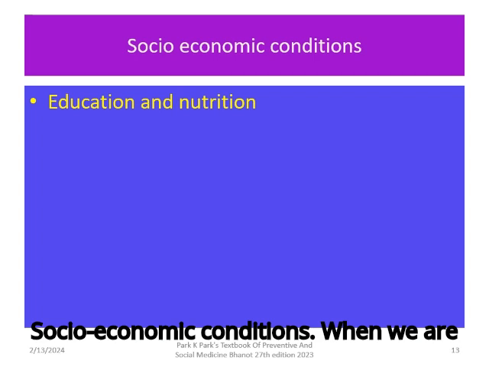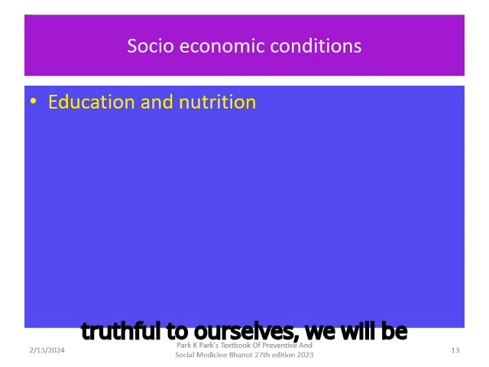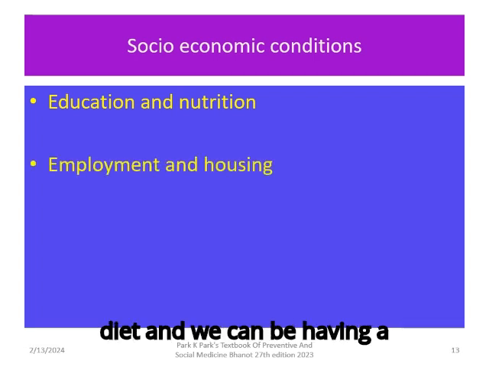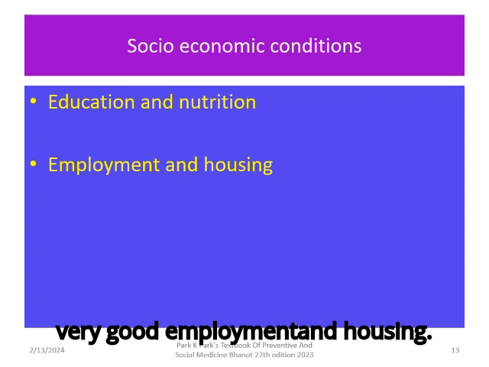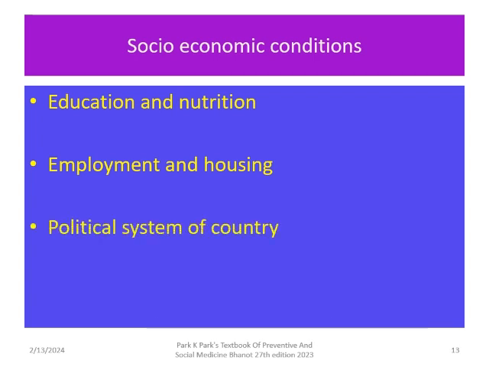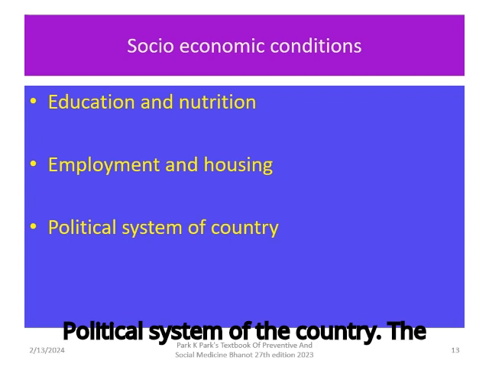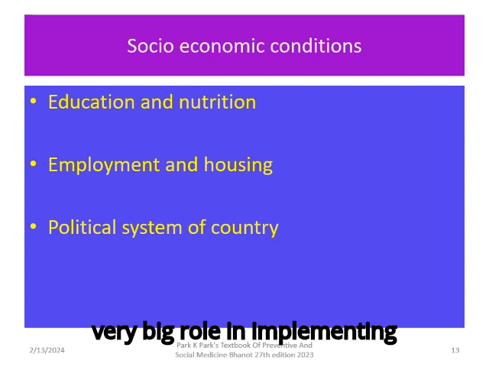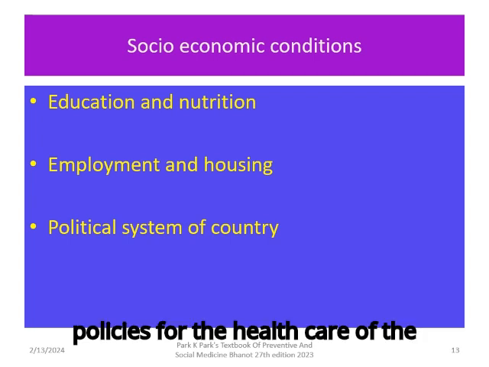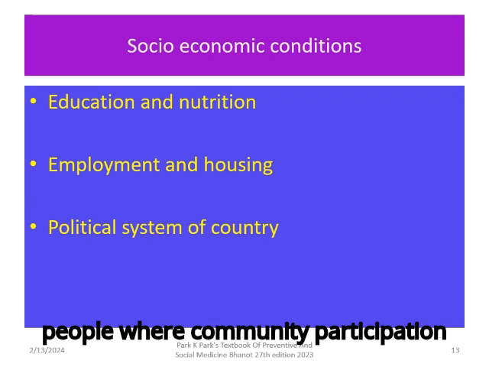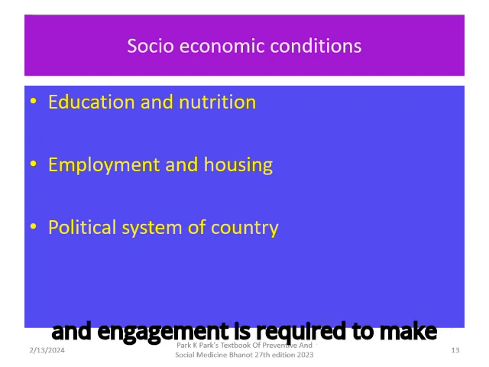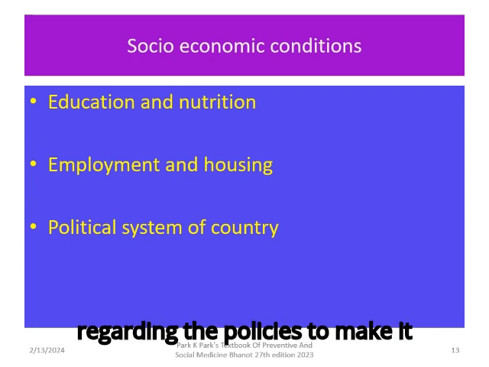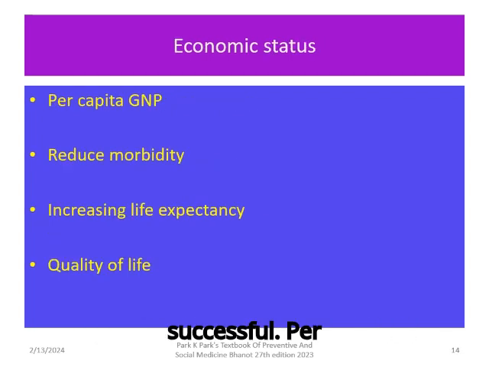Socioeconomic conditions. When we are truthful to ourselves, we will receive a very good education, healthy diet, and we can have a very good employment and housing. Political system of the country. The political system of the country plays a very big role in implementing policies for the healthcare of the people, where community participation and engagement is required to make the implementation of the policies successful.